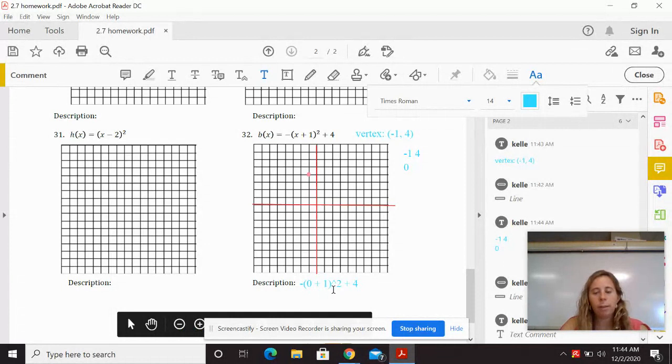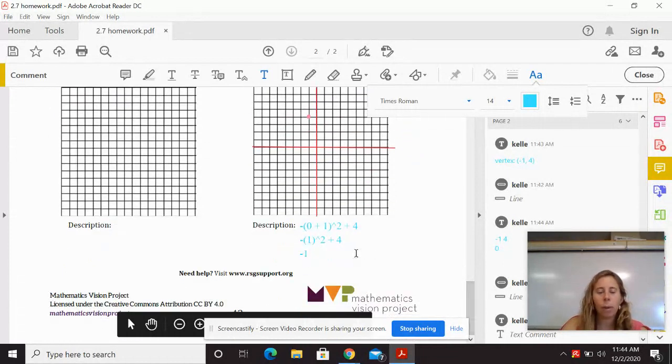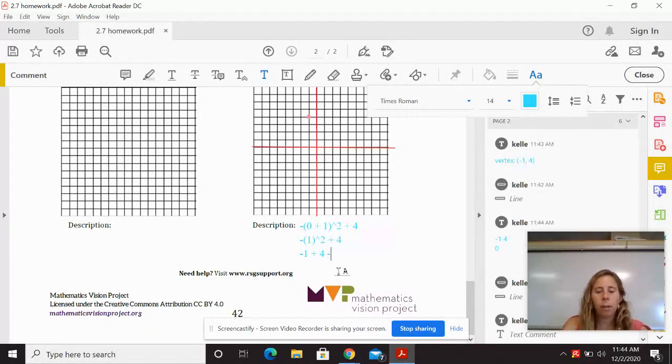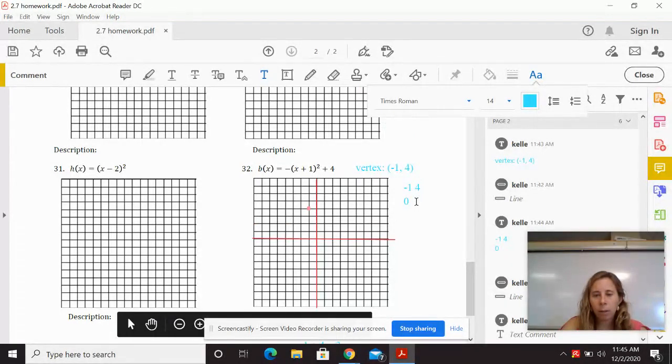0 plus 1 is 1. 1 squared plus 4. All right, 1 squared is just 1, but then don't forget about your little negative. So that's really -1. 1 squared is 1, but then you have to add on your negative sign. Plus 4 equals 3. Going back up, so it's 0 and 3.